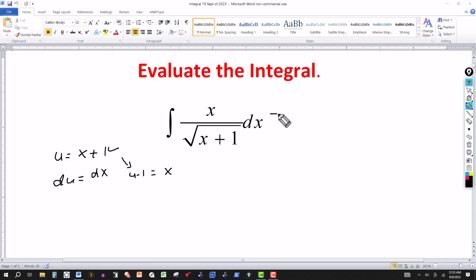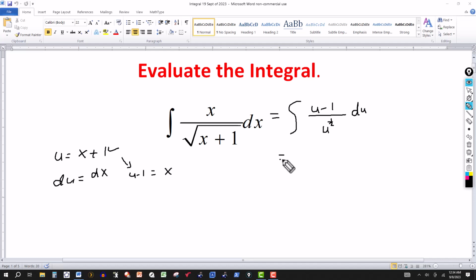So then we come back over here and we're going to convert to the variable u. So x again is u minus 1 in the numerator. And in the denominator we have the square root of x plus 1. So x plus 1, that'll be your u. And instead of a square root, I'm going to write this to the 1/2. So u to the 1/2 is the same thing as the square root of u. And then dx will be replaced by du.